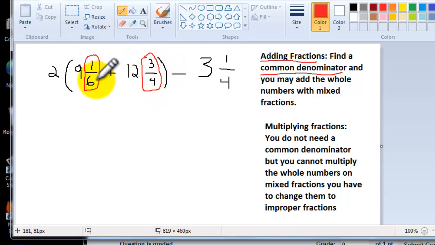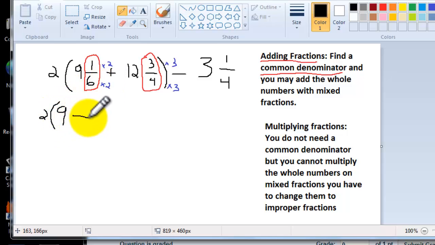So a common denominator between 6 and 4 is actually 12, because 6 times 2 is 12 and 4 times 3 is 12. So whenever you multiply the bottom, you have to multiply the top by the same number. And that changes those fractions. So let's write out what we have. We still have the 2 and the parentheses. We still have the 9. We haven't done anything with that.